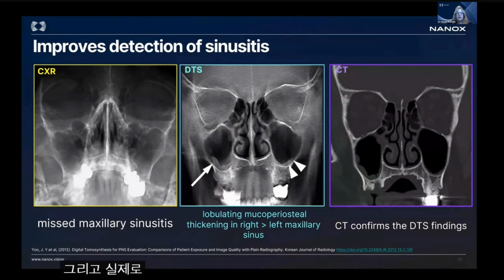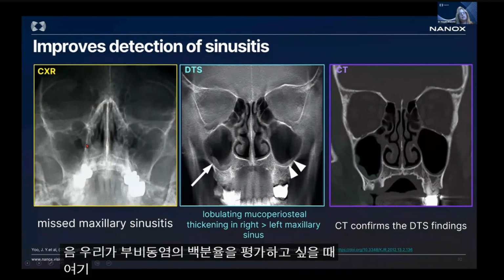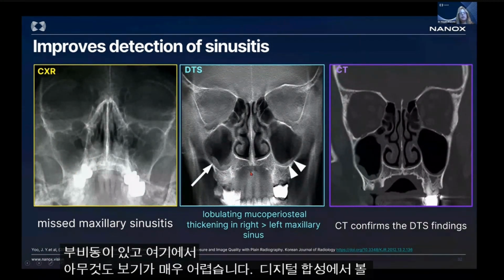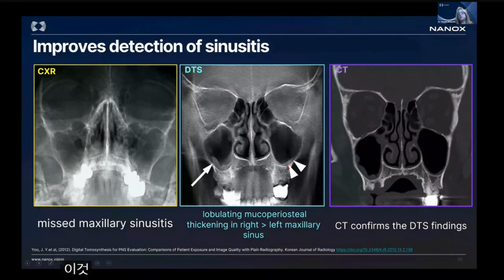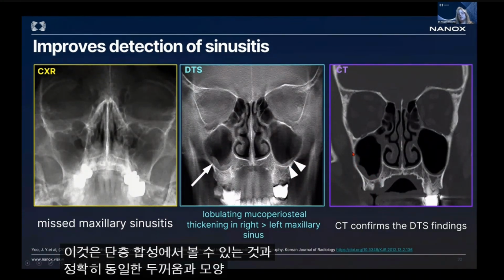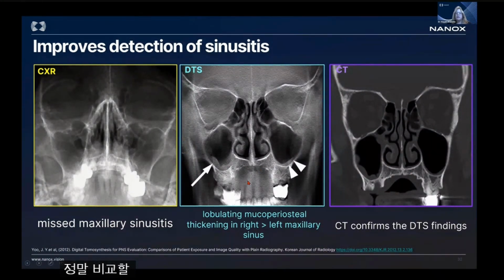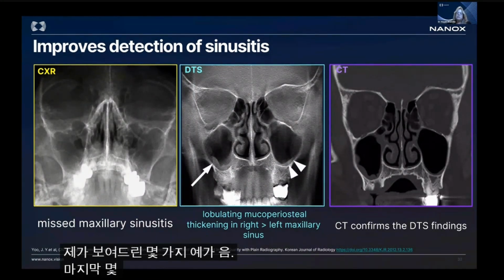And when we want to evaluate for sinusitis, here are the sinuses, and it's very hard to see anything on the radiograph. We don't see a fluid air level, but we also don't see that much of the mucosal thickening as we can see it on the digital tomosynthesis. And this is the comparable CT with the exact same thickening and shape as we can see in the tomosynthesis. So it's really comparable.